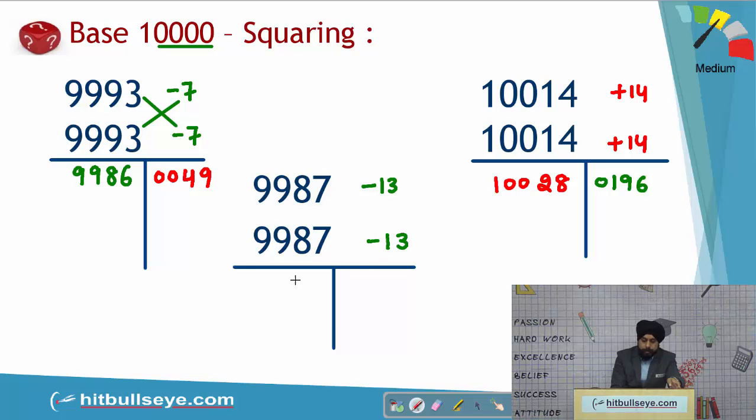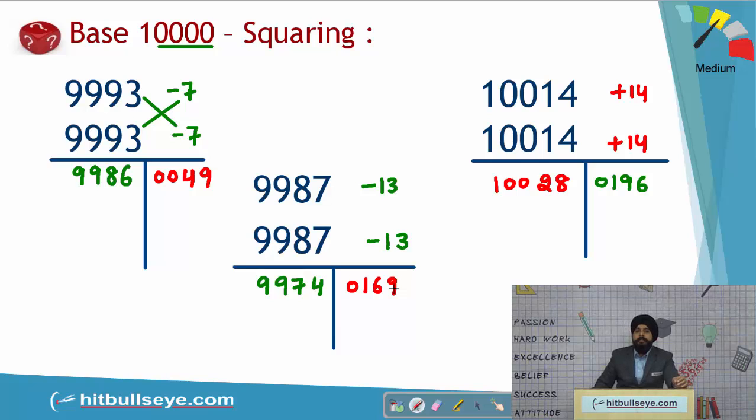Minus 13. 9974. 9987 minus 13. And on the right hand side, we are getting 13 into 13 as 169. We have to place a 0 because we require 4 digits. So it is 0169. Answer is 99740169.